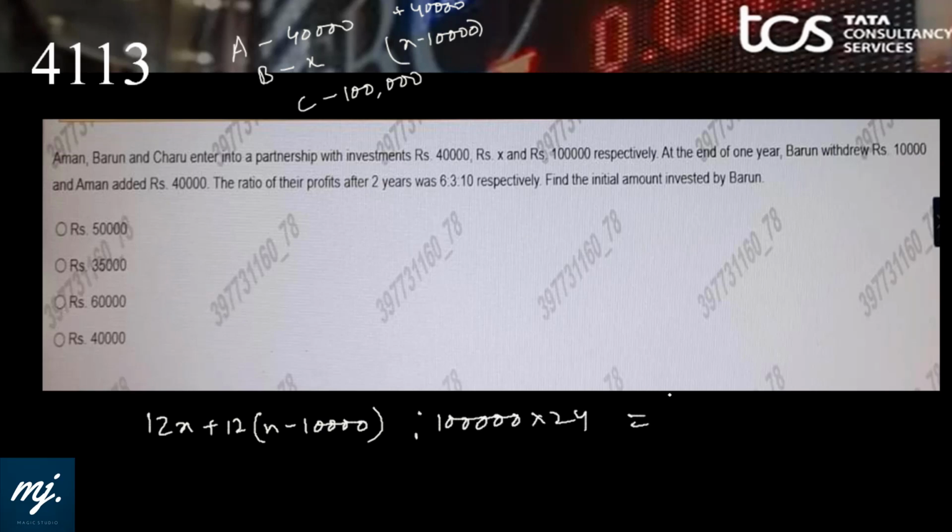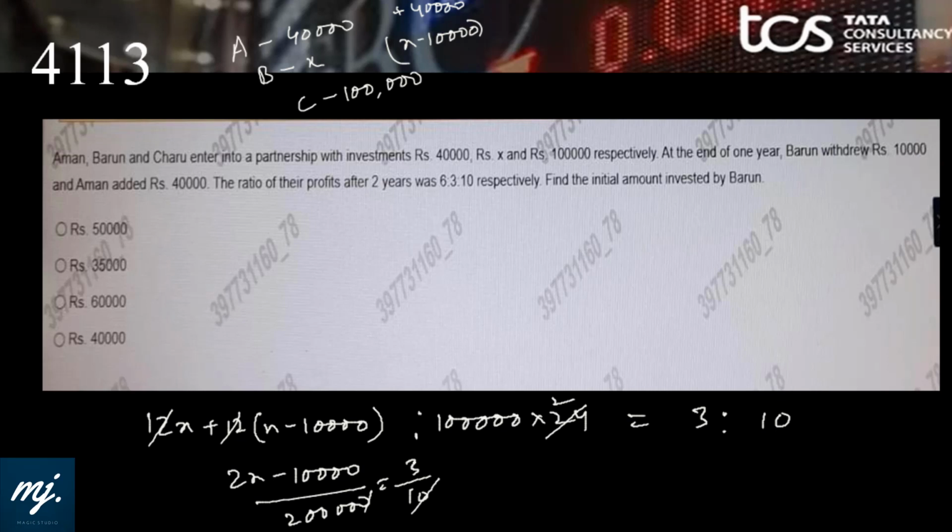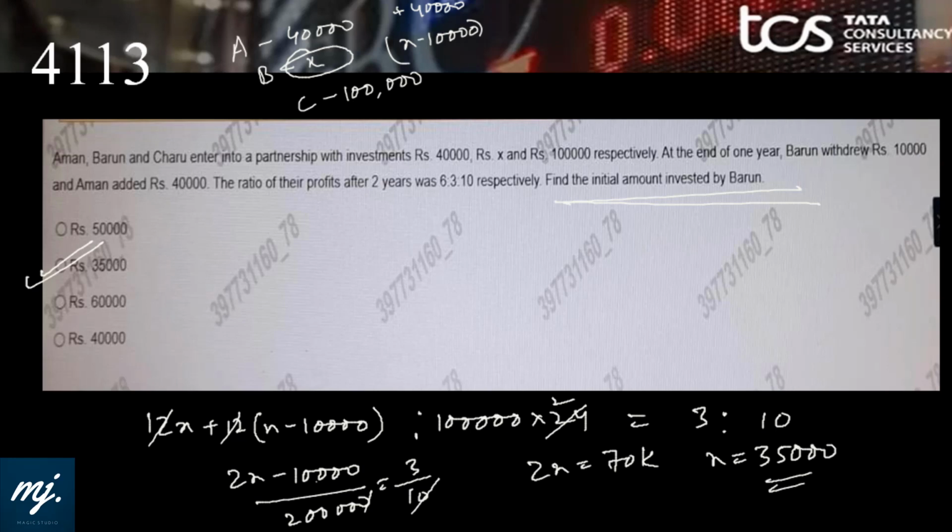Now this ratio is given as 3:10. So it would be 2x minus 10,000 divided by 2 lakh equals 3 by 10. 3 into 20,000 is 60,000, plus 10,000, 70,000. 2x is 70,000. Therefore, x is 35,000. What is the question? Find the initial amount invested by Barun. That is x. X is 35,000, option B.